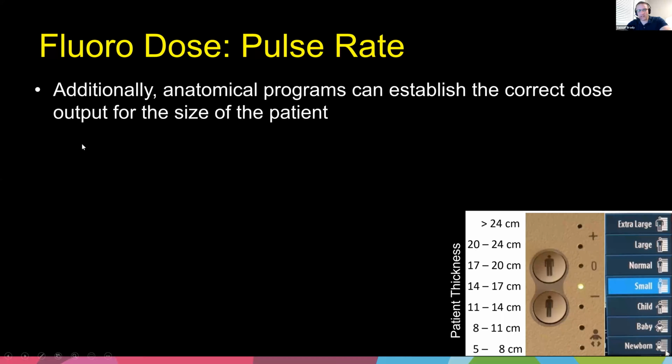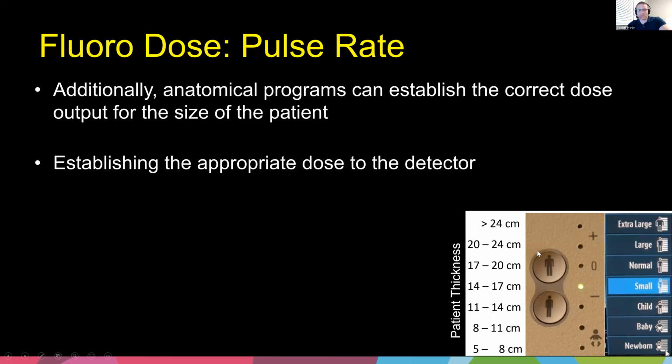And so what we did in our anatomical programs is we went in, so let's say it's a VCUG, and we have these 7 settings built into our VCUG. They're based off of these basic patient thicknesses, anterior, posterior, lateral, whatever you want to choose as your metric. And we set it up so that the dose to the detector goes from small to large. You need to make sure you keep the right dose to the detector as the patient gets bigger and bigger.